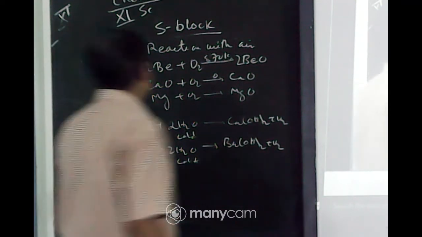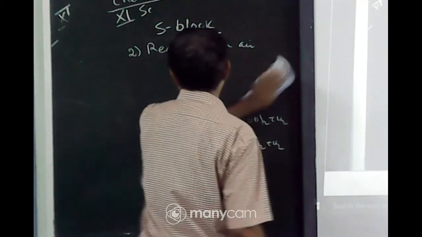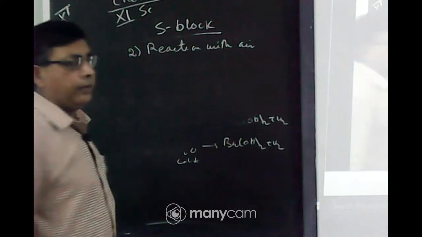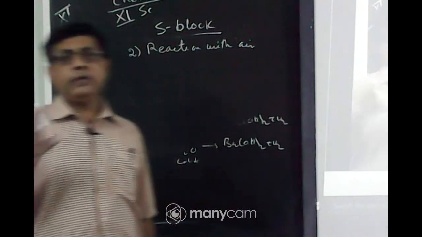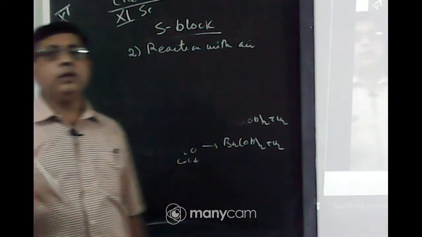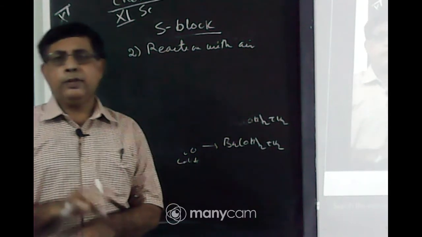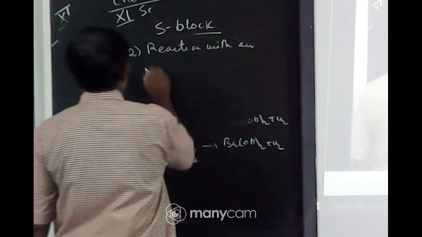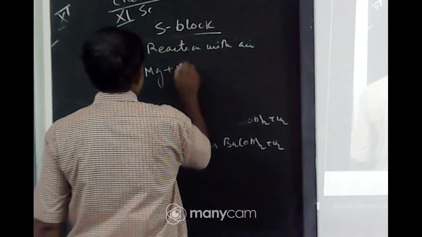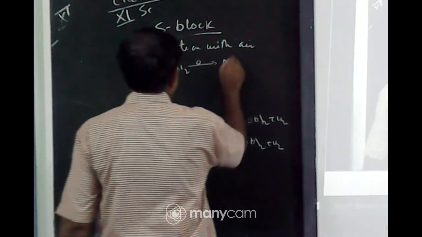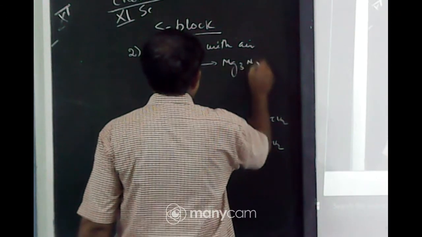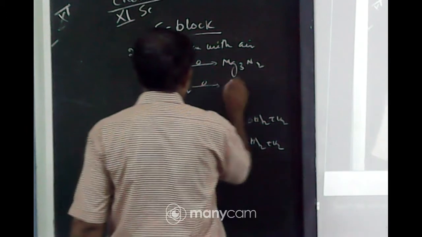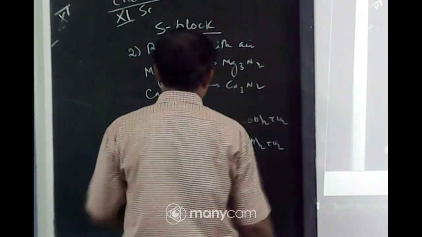When heated in air, these metals also react with nitrogen present in air to form nitride. That is, beryllium, magnesium, calcium, when heated in air, the nitrogen gas present in air combines with the metal to form metal nitride. For example, magnesium reacts with nitrogen when heated to form magnesium nitride, Mg3N2. Calcium reacts with nitrogen when heated to form calcium nitride.